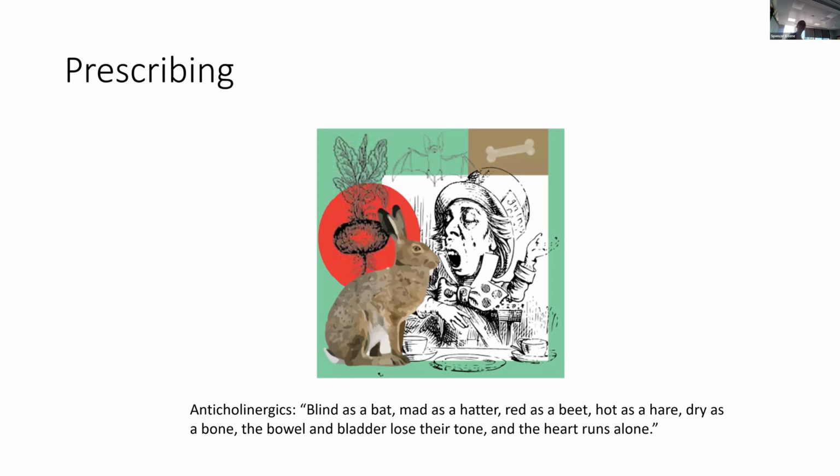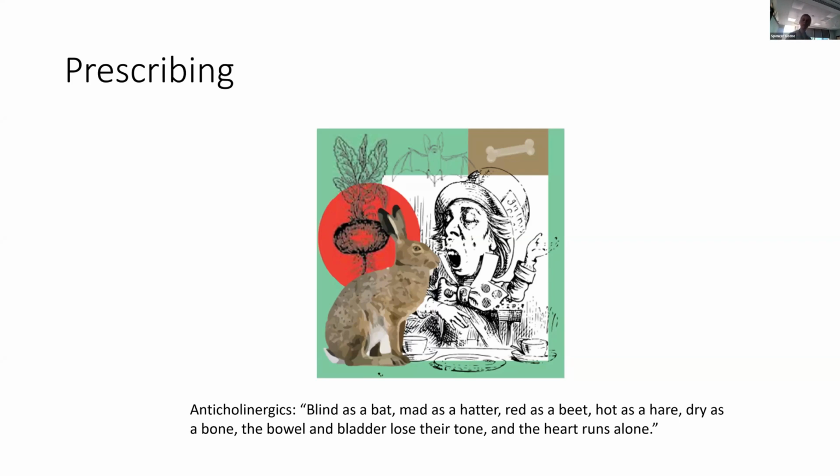The side effects of this group of medications that all have anticholinergic properties are generally remembered as: blind as a bat, mad as a hatter, red as a beet, hot as a hare, dry as a bone, the bowel and bladder lose their tone, and the heart runs alone, so tachycardia. But the bit that really worries us in geriatric medicine is the mad as a hatter bit, because there are quite good epidemiological links between use of anticholinergics and incident dementia, which makes biological sense since their pharmacological action is directly opposing many of the licensed anti-dementia drugs, which are doing the exact opposite.